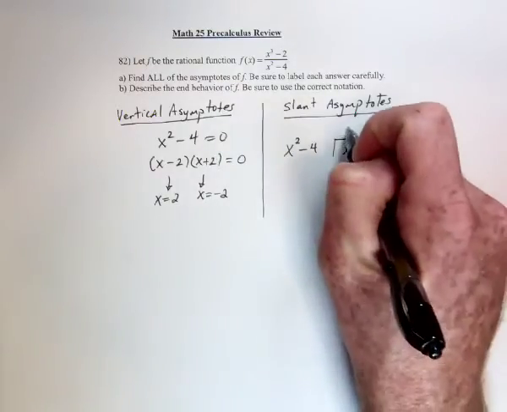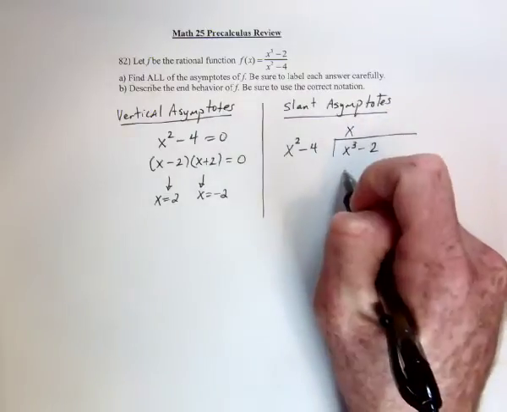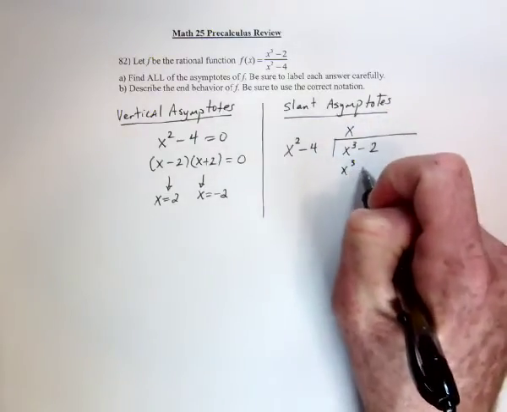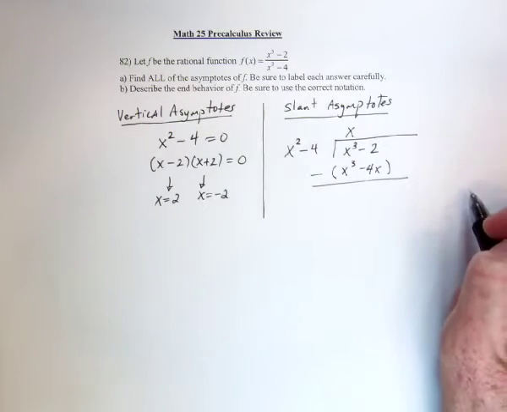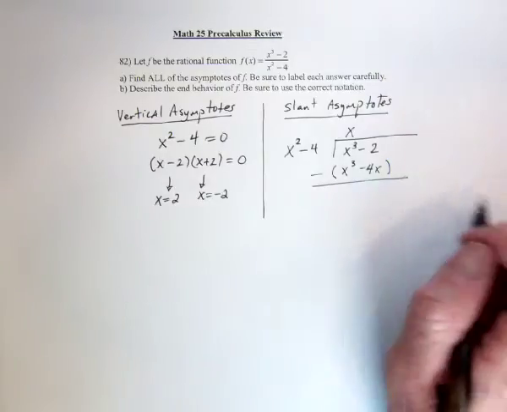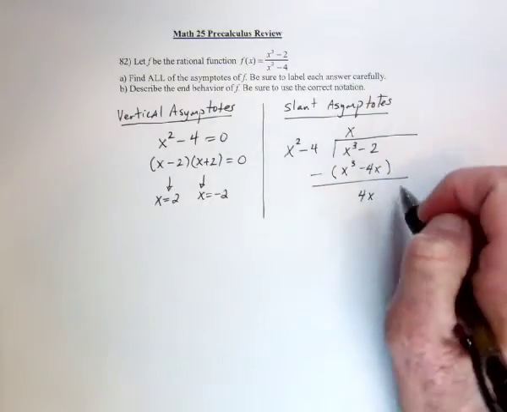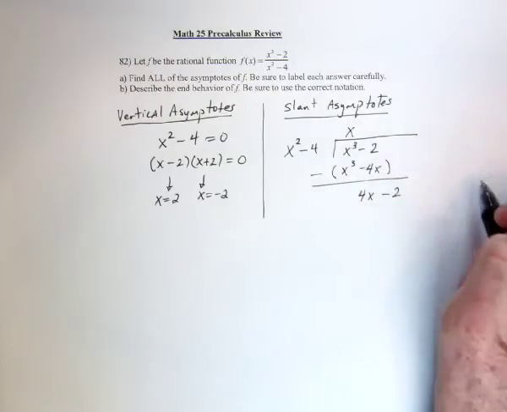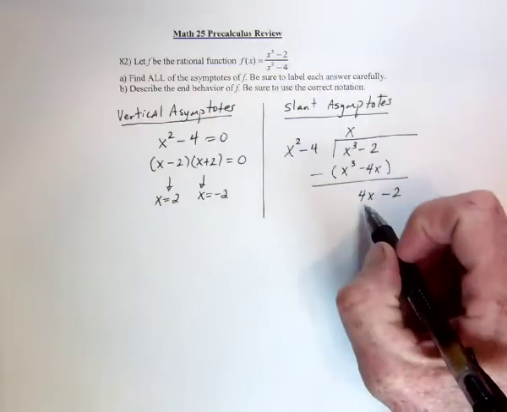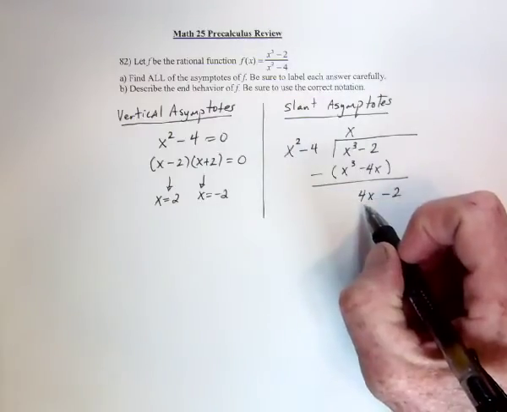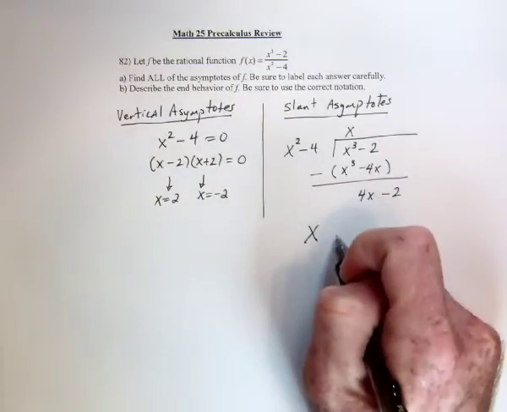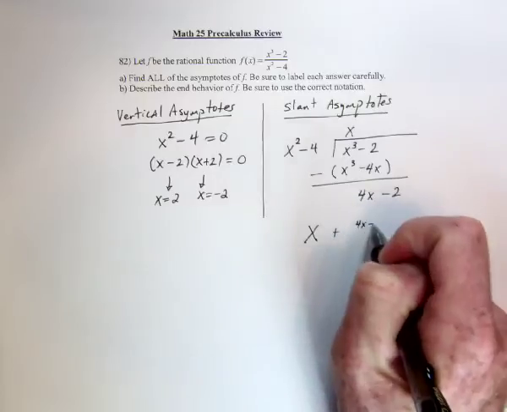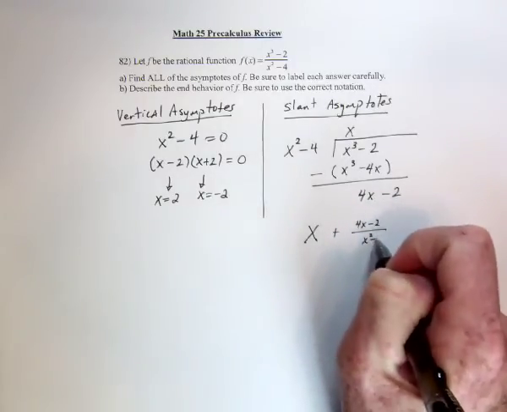And let's see, so we'll go x times, multiply this out, there's going to be x cubed minus 4x, and then subtract. So the x cubes will cancel, the 4x becomes positive, and then I just bring down the negative 2. Next, how many times will this divide into this? It won't. And so we're done. So that means that the answer was x, and then the remainder of 4x minus 2 over x squared minus 4.